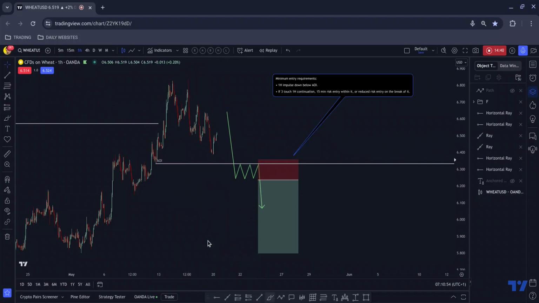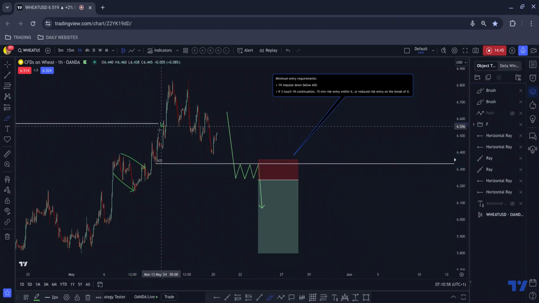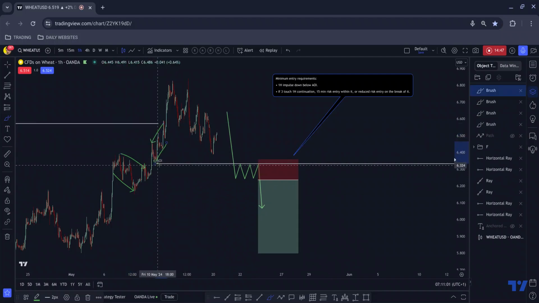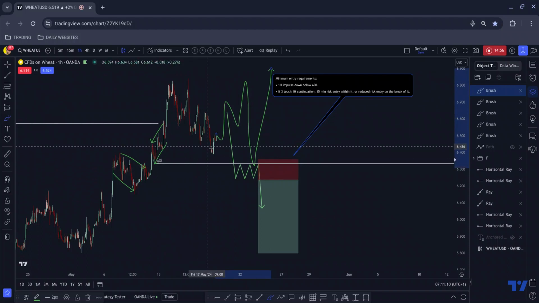If you just separate these structures, we have this little structure here. We have this little run-in channel here, which broke to the upside. If this is a larger bull flag to push higher, this will likely act as the base, and we may near miss to that area. That may be what we're doing now. That would be the base, and then we would push up from there.